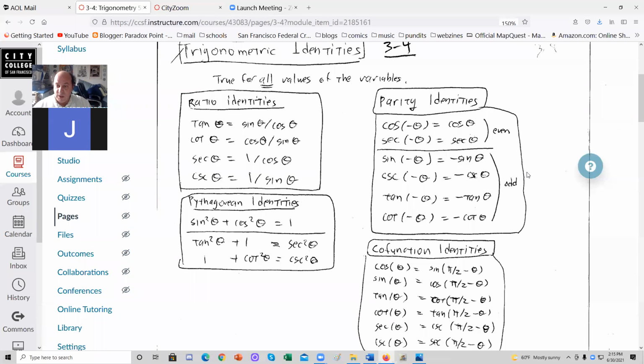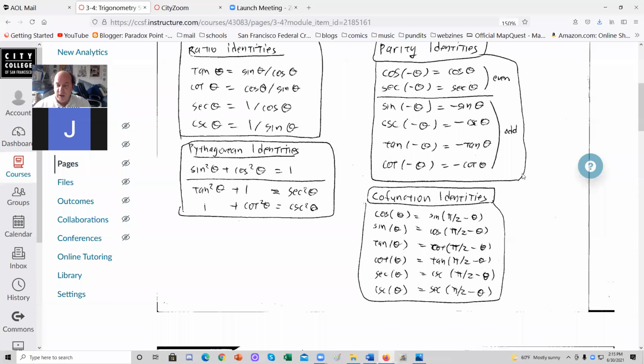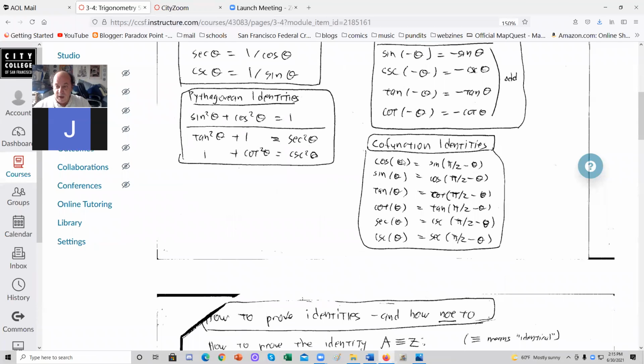These are called odd functions. Co-function identities, where a trig function of theta equals its co-trig function of the complement. Cos theta equals sine of pi halves minus theta. Sine theta equals cosine of pi halves minus theta. Similar with tan to cotangent, cotangent to tangent, secant to cosecant, and cosecant to secant. So trig of theta equals cotrig of pi halves minus theta, the complement of theta.